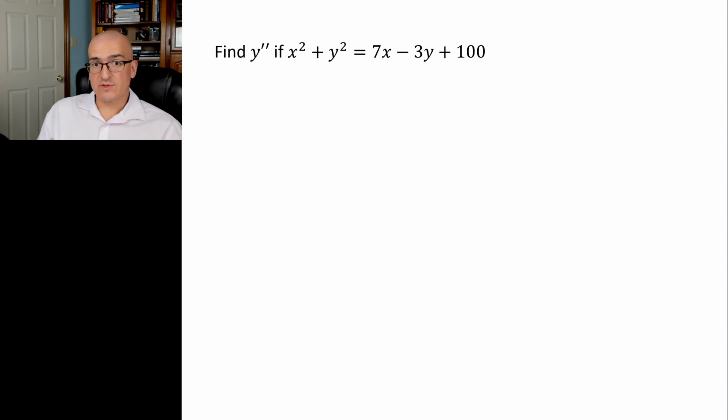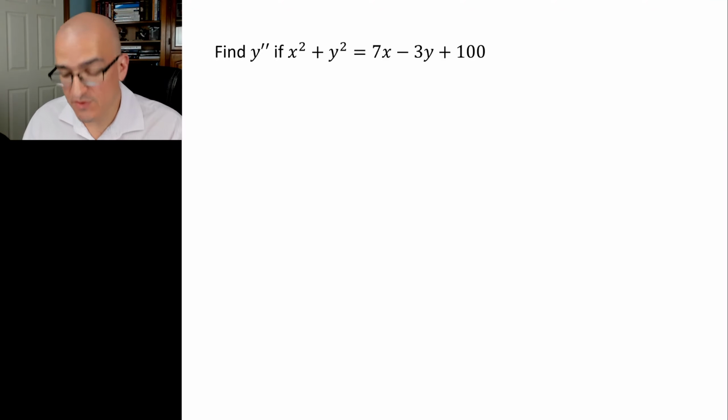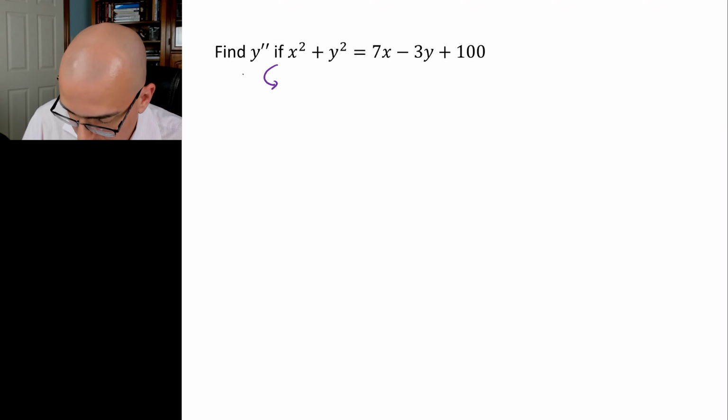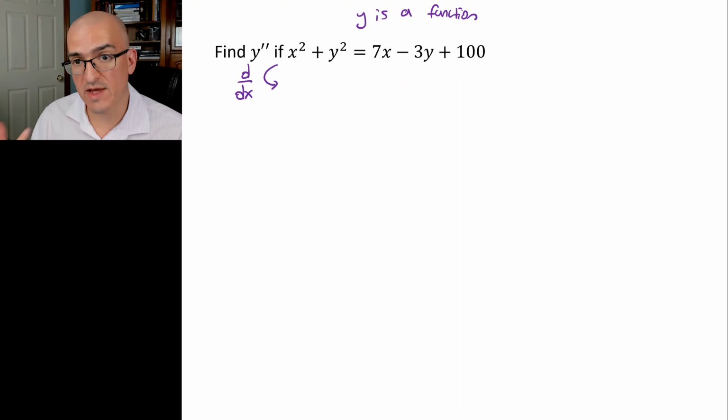So second derivatives or higher derivatives can be combined with implicit differentiation as well. We saw it combined with chain rule. Now we're going to see it combined with implicit. So we're going to start by taking the derivative once. We're going to take the derivative with respect to x, treating y as a function. X is a variable. We're taking the derivative with respect to the x variable.